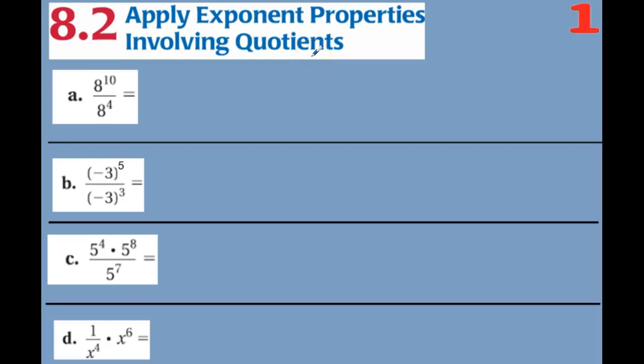Good morning. Today we are doing lesson 8.2, which is our second day of simplifying exponents. Today we're applying exponent properties involving quotients. So this word quotient right here is another word for a fraction or division. So that word quotient means divide. Yesterday or the other day we had product, meaning multiply. So here we're going to simplify this quotient or this fraction.